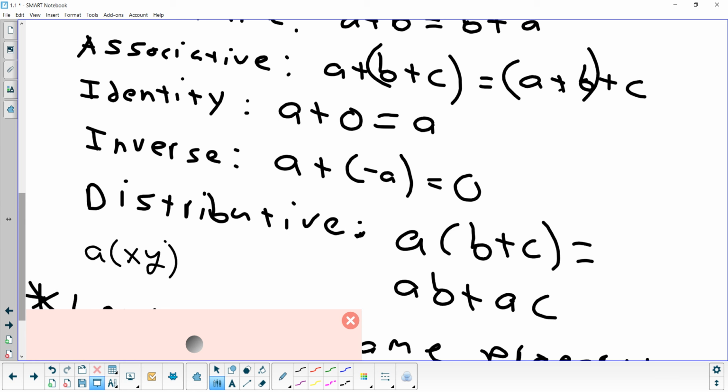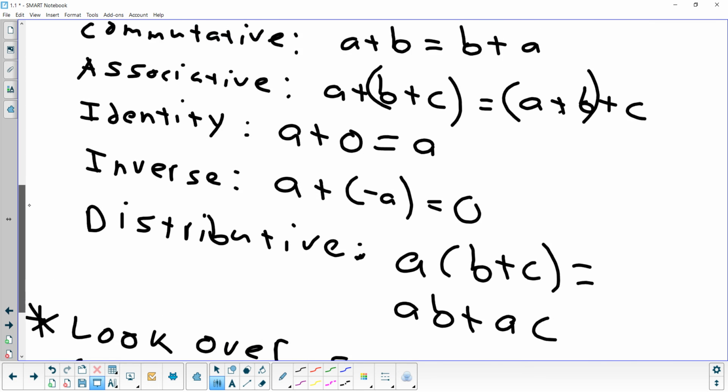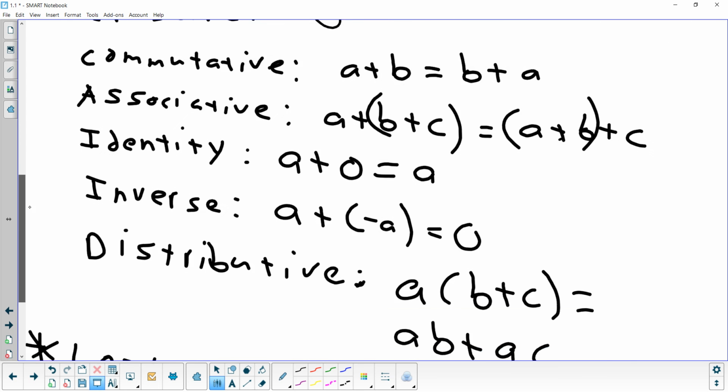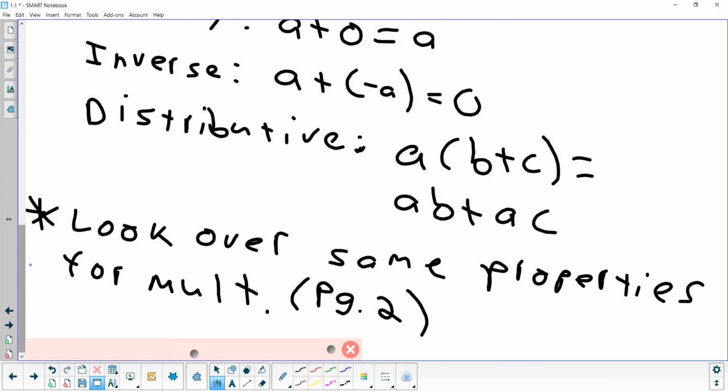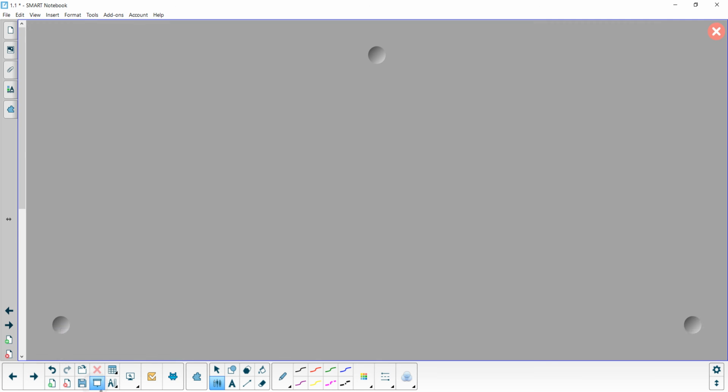If you look at page 2 in your book, it has some of these other properties listed for multiplication. Okay, any questions on those properties? Okay, and we'll do an example in a minute with them.